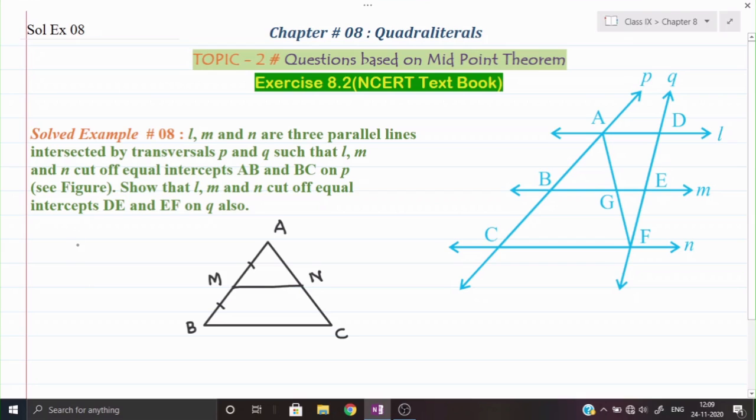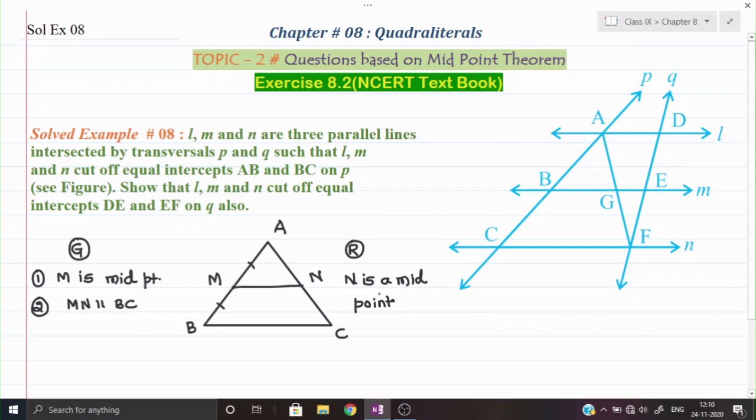So suppose I classify here given, so first given you required M is a midpoint of respective side, or you can say that here midpoint of side AB, and the second given you want here, that is MN is parallel to the base BC. Then as a result what you will get here, the result will be N is a midpoint of side AC, that you will get as a result. This is your converse of midpoint theorem.